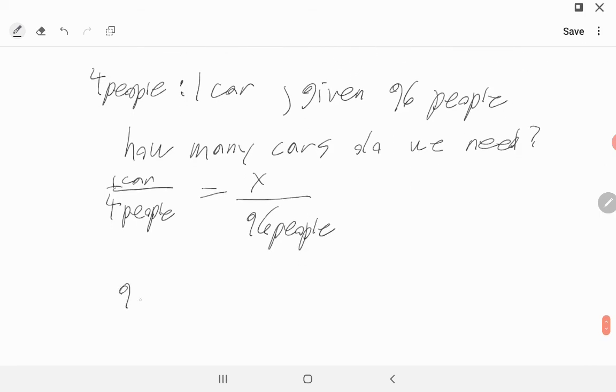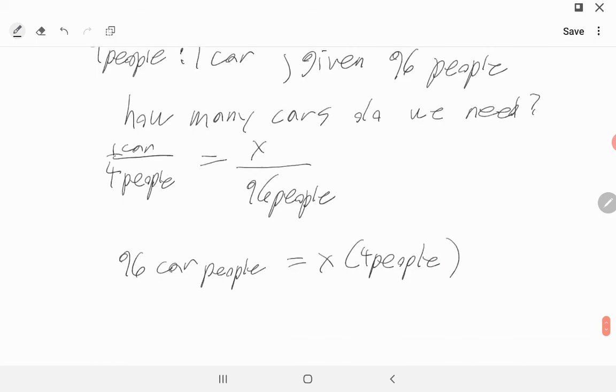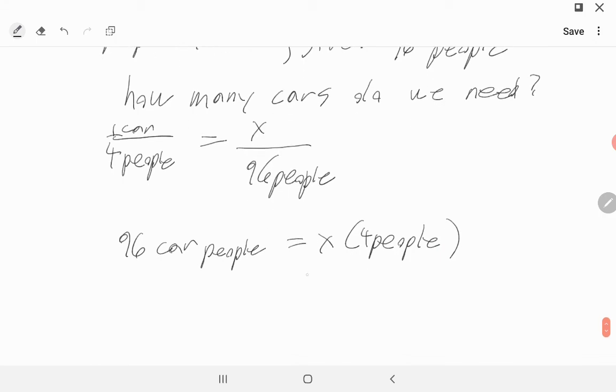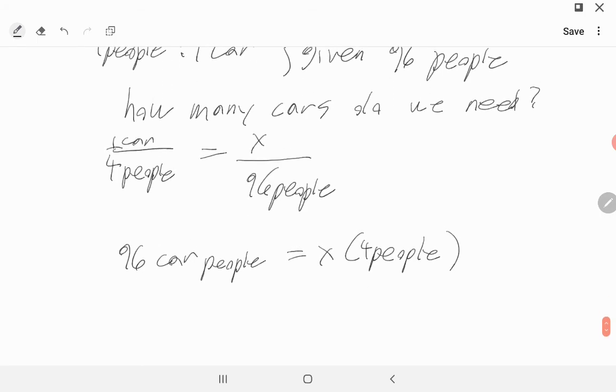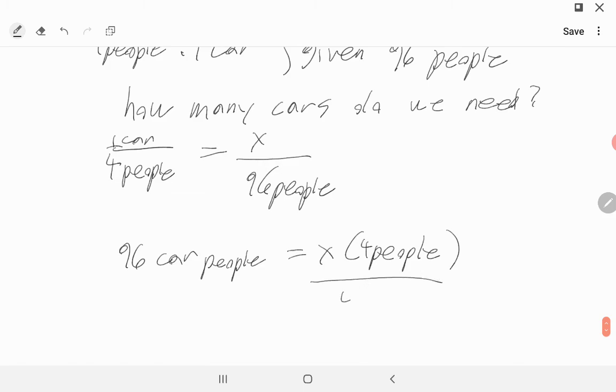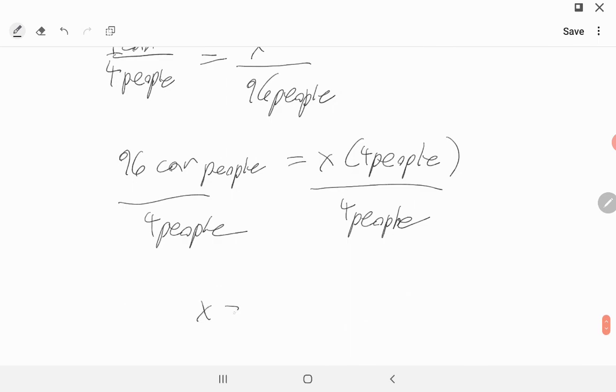We're going to get 96 car people. Which sounds funny, but there are units in physics that used to be called foot-pounds. And some people still call them foot-pounds. And so we divide both sides by 4 people, and we find out that X has to be 24 cars.